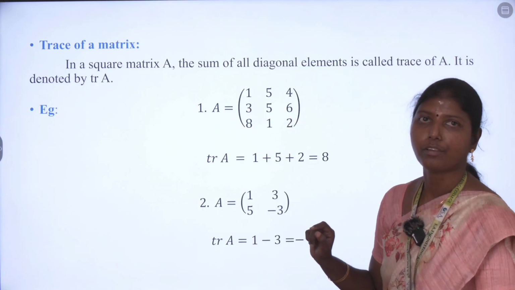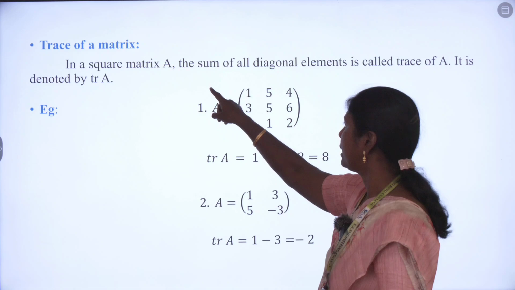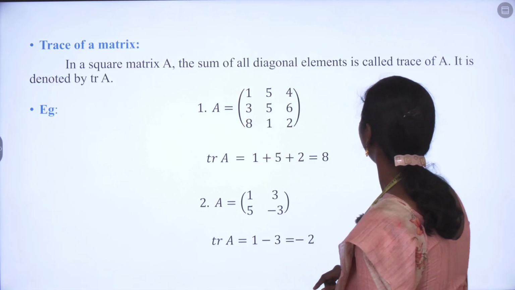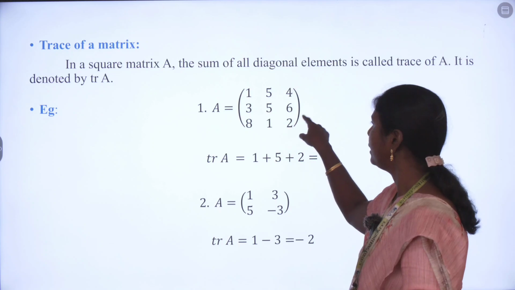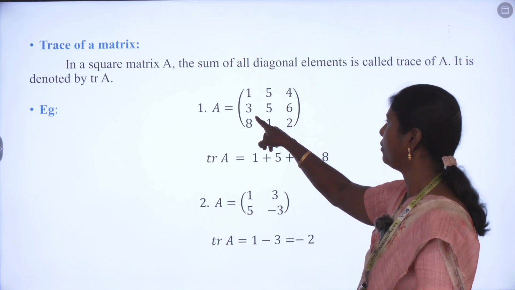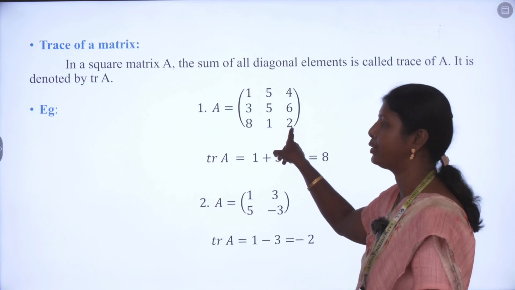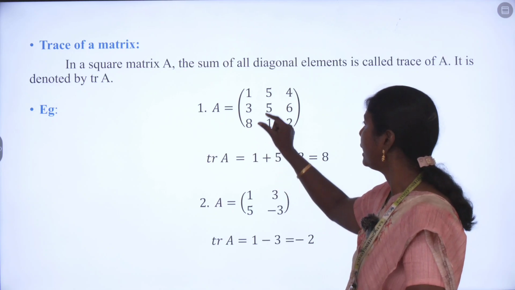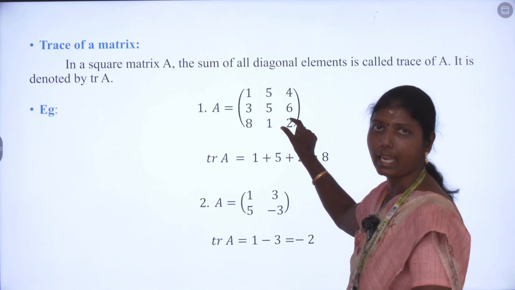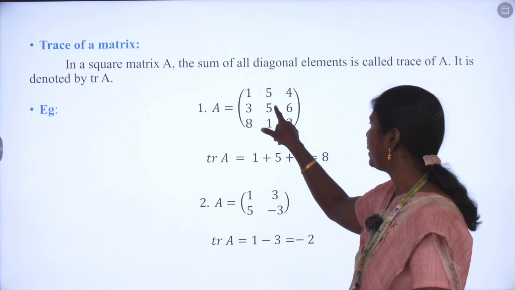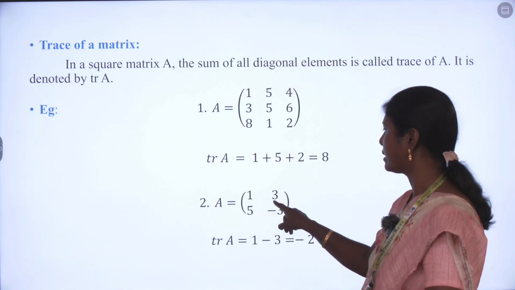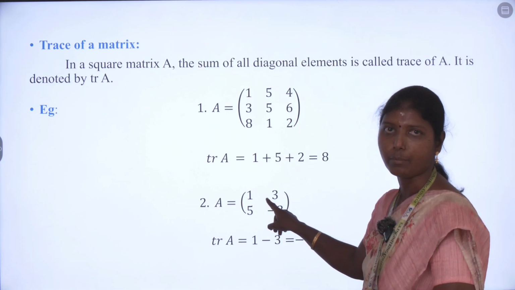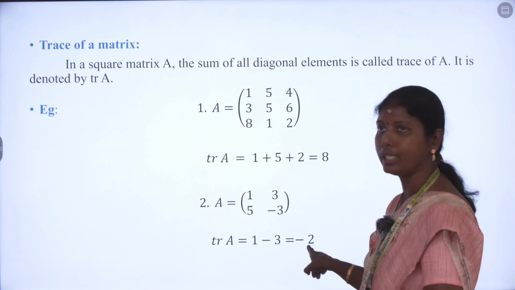So next is the trace of a matrix. In a square matrix A, the sum of all diagonal elements is called the trace of the matrix. For example, we have a matrix here: 1, 5, 4, 3, 5, 6, 8, 1, 2. The trace is nothing but the sum of the main diagonal elements, which is 1 plus 5 plus 2, equal to 8. Similarly for a 2 by 2 matrix, the main diagonal elements are 1 and minus 3. So 1 minus 3 equals minus 2.